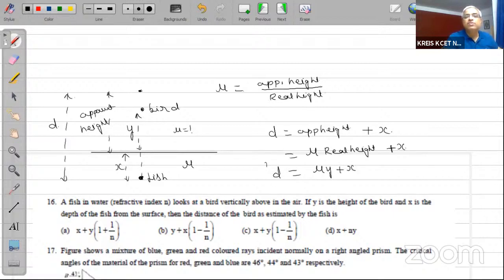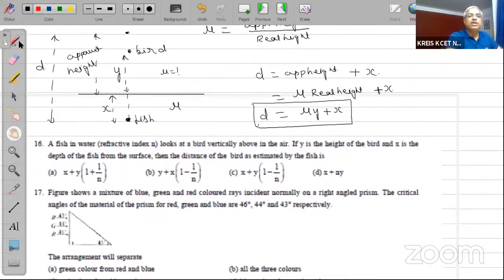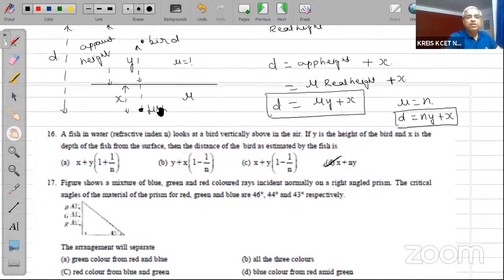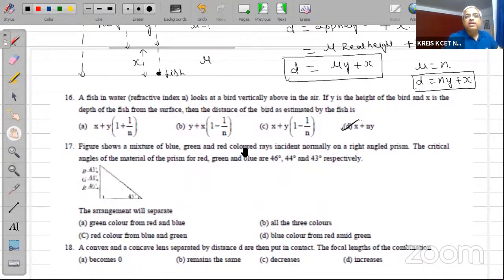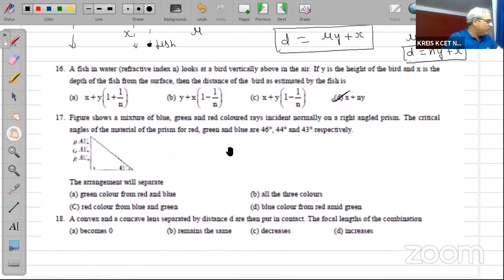So the distance between the fish and the bird as seen by the fish is simply x plus mu times y. Here the refractive index is given, so the answer should be D for this. Here, take mu to be equal to n. Then you see what comes: D will be equal to ny plus x. So therefore, the answer should be D for this part. So we have obtained the answer for the 16th one. Let's go to the 17th question now.